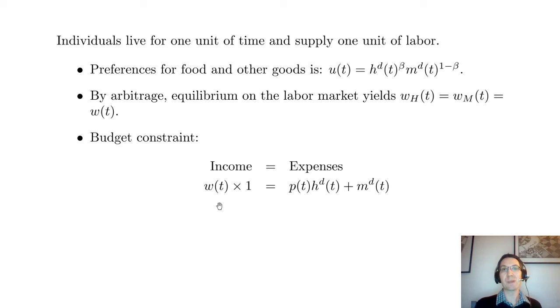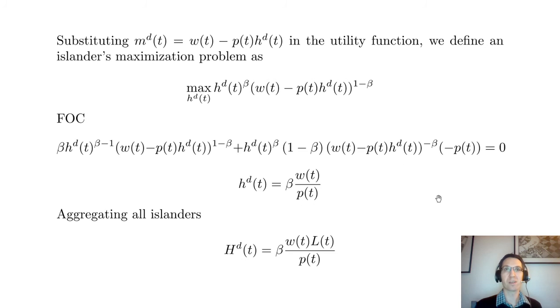What are the expenses of that person? Well, it's whatever that person decides to buy, so HD multiplied by the price of food plus MD multiplied by the price of other good, which is 1. And I have all the ingredients. Now I can just, like before, do the same trick to solve the model.